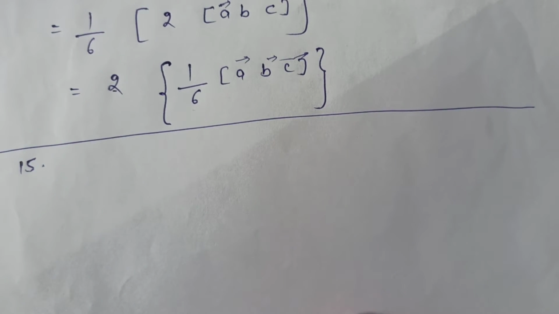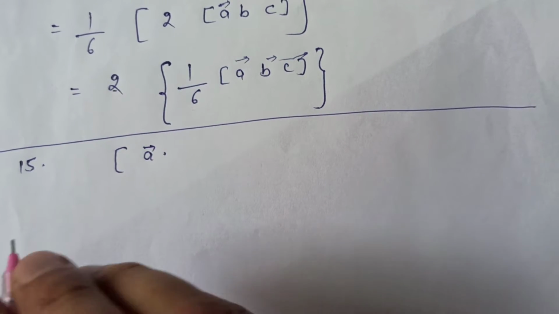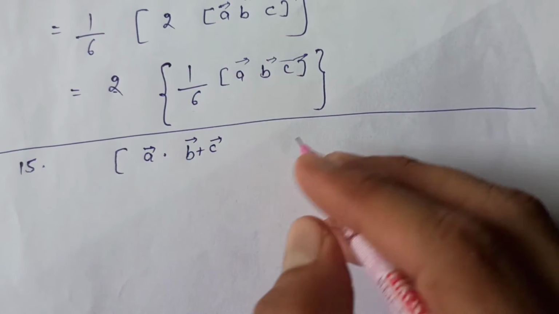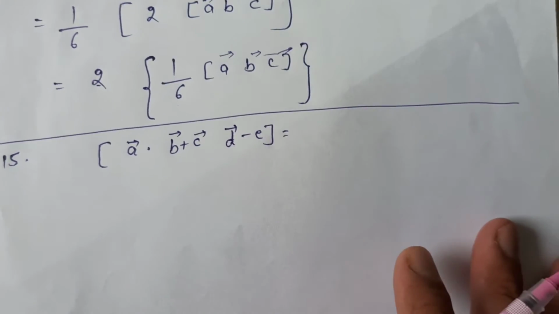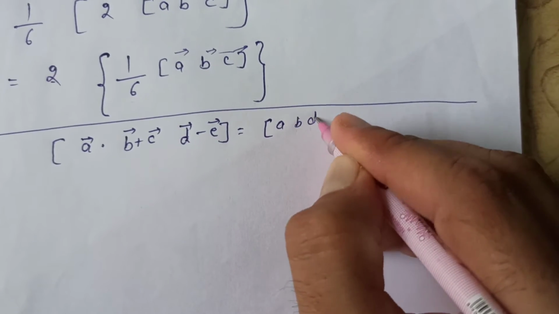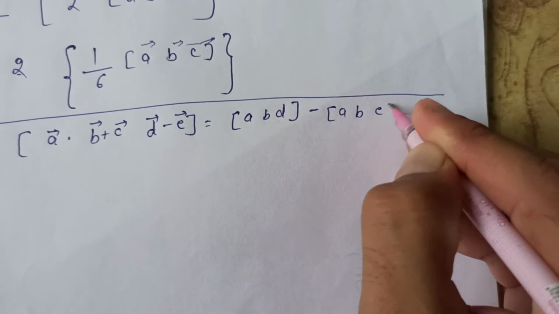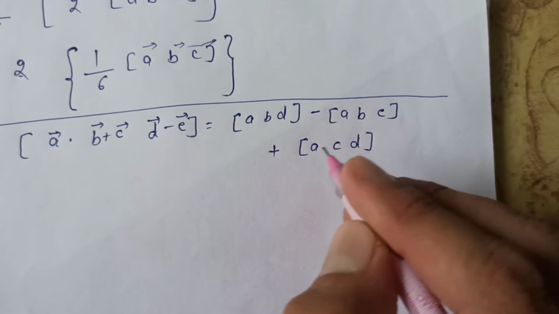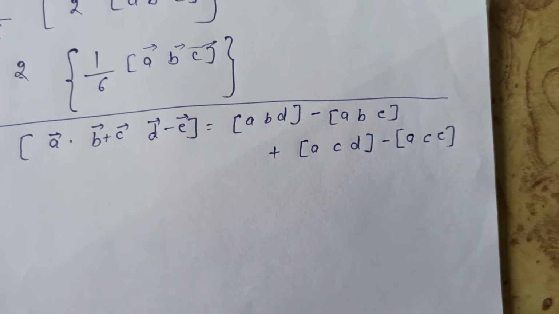Fifteenth sum is, show that A dot B plus C cross D minus C will be equal to scalar triple product of A, B, D minus scalar triple product of A, B, E plus scalar triple product of A, C, D and minus scalar triple product of A, C, E.